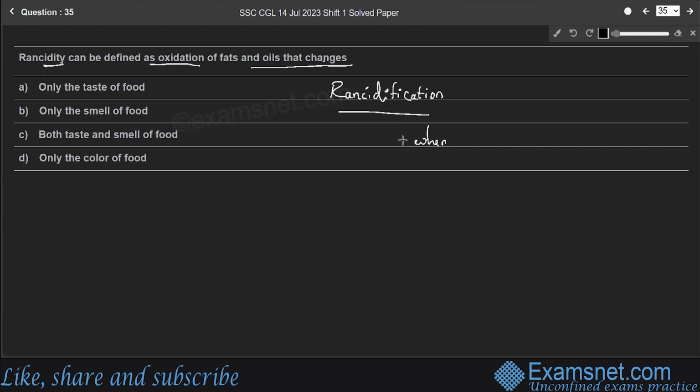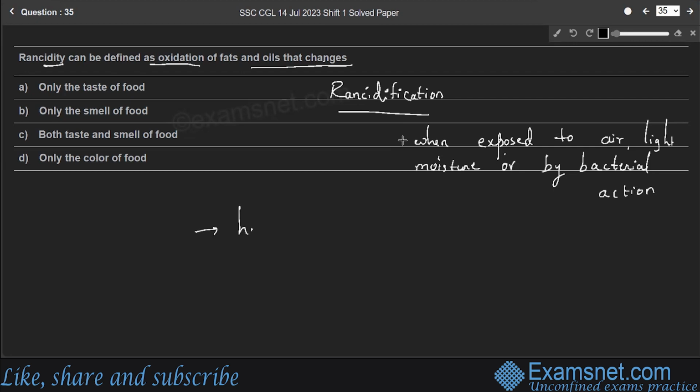Or by bacterial action. This results in unpleasant taste and odor of food. Specifically, it is the hydrolysis or autoxidation of fats into short chain aldehydes, ketones, and free fatty acids.